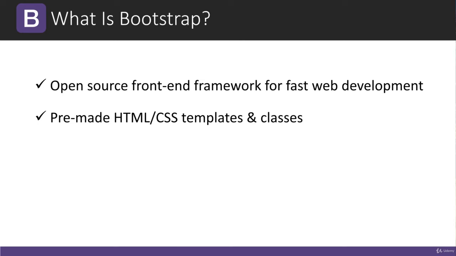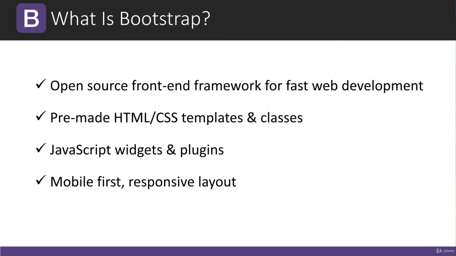And we get all types of utility classes for margin and padding, typography, and so on, as well as component classes that are basically like pre-made templates for things like alerts, progress bars, etc. We also get built-in JavaScript widgets and plugins, and an easy to use mobile first responsive grid system. And to do stuff like this from scratch with pure HTML and custom CSS would take a lot of time and a lot of knowledge. And Bootstrap makes this very easy.